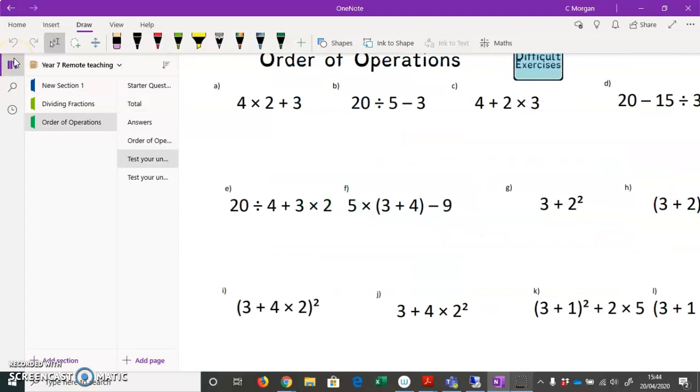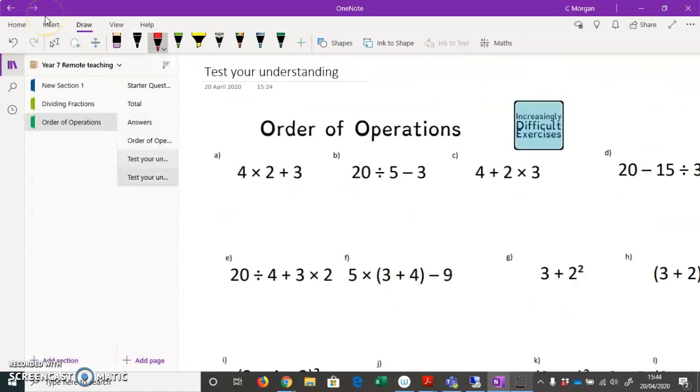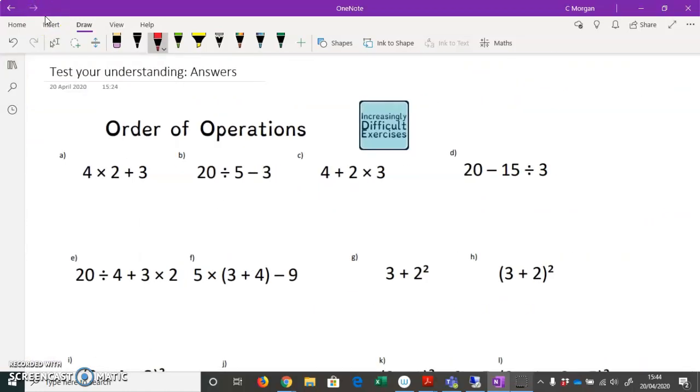Okay, so what I'd like you to do now is test your understanding of BIDMAS and have a go at these questions here. I think that you should make any notes that you want to on the other questions that we've done, and then pause the video and I will go through the answers. Okay. I'm going to go through the answers on this page here.